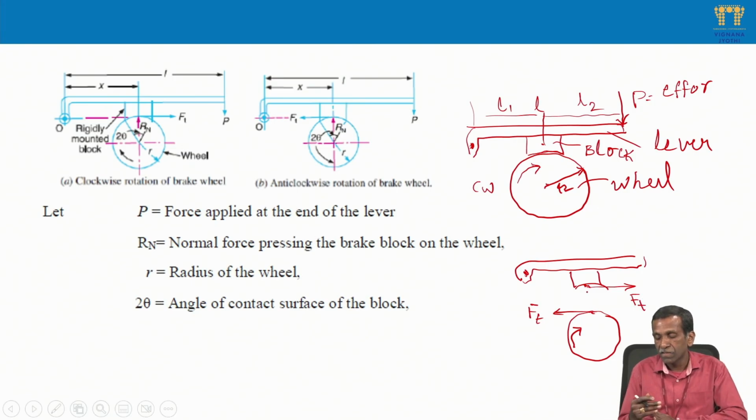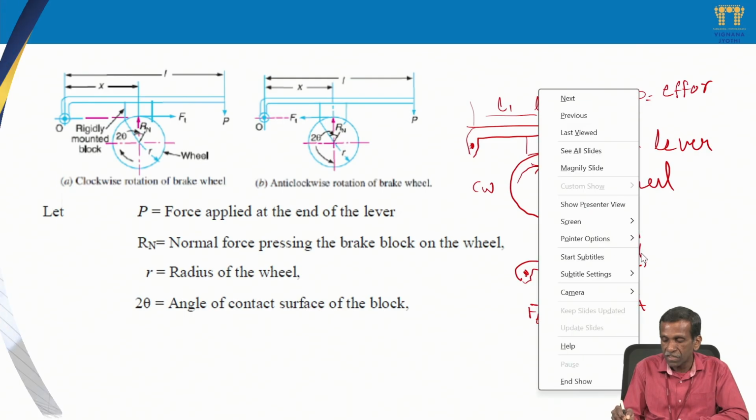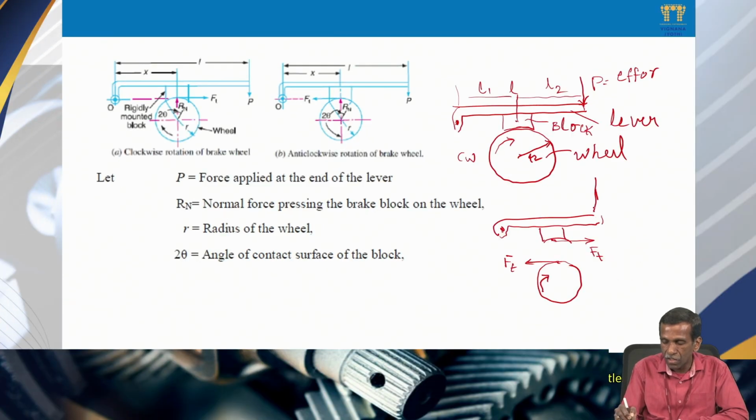When these two are joined, this cannot be shown as it is a constraint force, as we studied before also. P is the load applied here. Now how can we analyze? We can also define 2 theta as the angle of the contact surface, the angle of the block with the wheel. Let us say 2 theta, this angle. So these are the terminology.